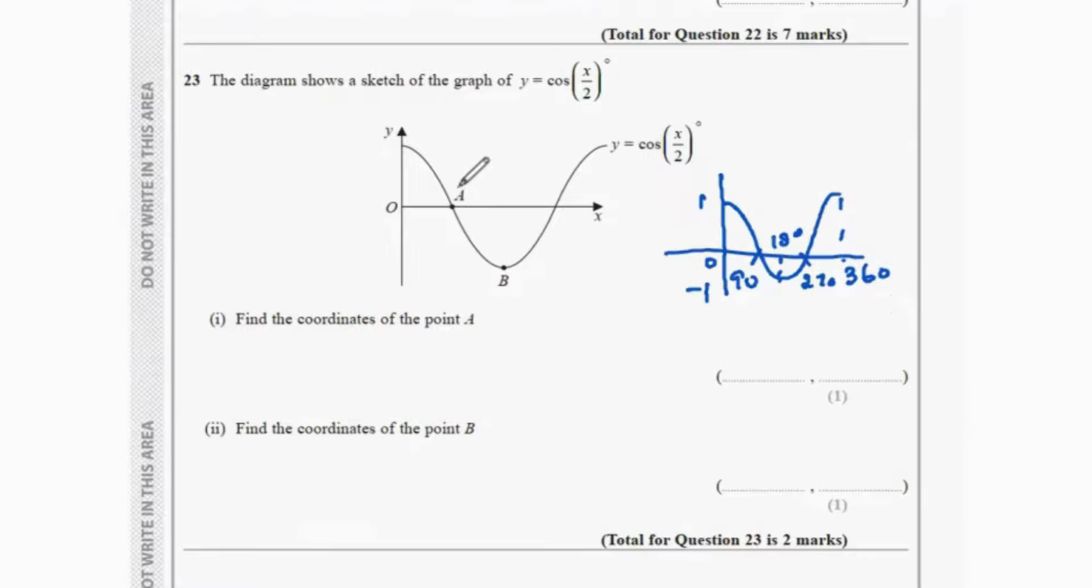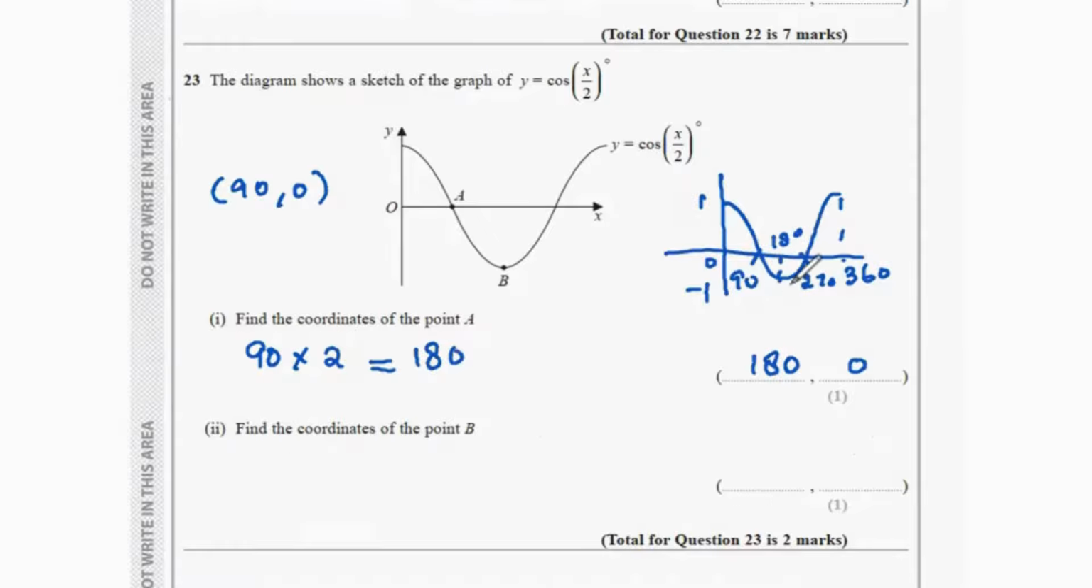So for A over here, originally A, based on the coordinates given in our graph, is going to be 90, 0. But now since we're going to multiply the x value by 2, 90 times 2 is 180. So it's going to be 180 and 0. That is your coordinate.